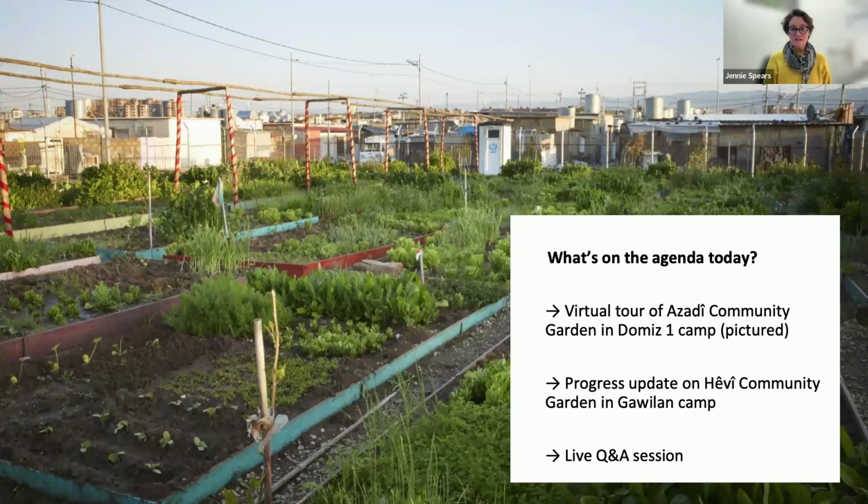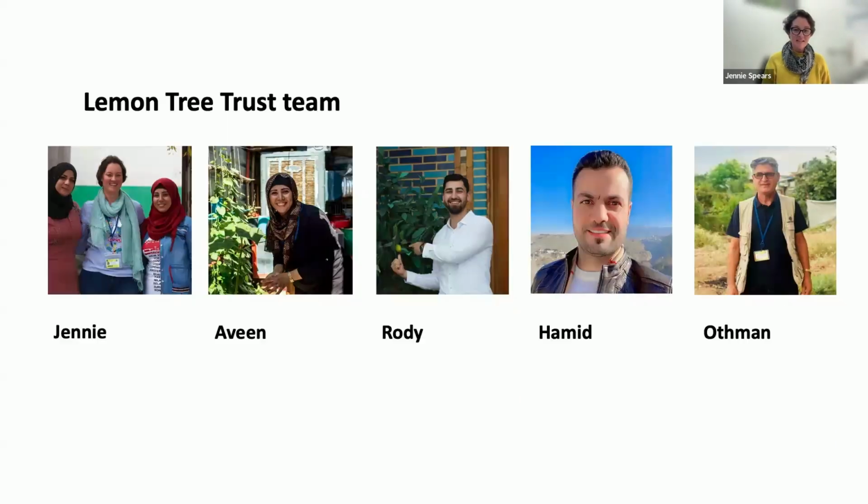As I've said, this is the first time that we've done this. As we get into the garden tours, we will need to allow Rody and Hamid, two of our team members who are joining us today, time to translate for the benefit of Aveen and Othman. Aveen and Othman both have Arabic as their first language, although both do understand quite a lot of English. Rody and Hamid will also be translating Aveen and Othman's words back to us in English. So thank you both, Rody and Hamid, for your help today.